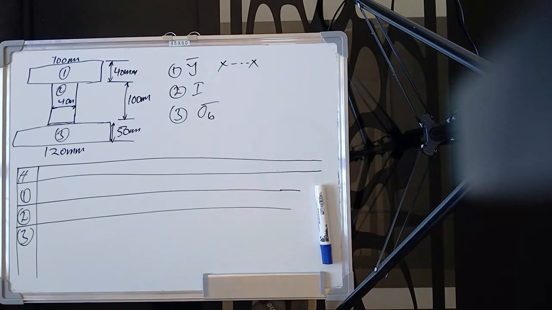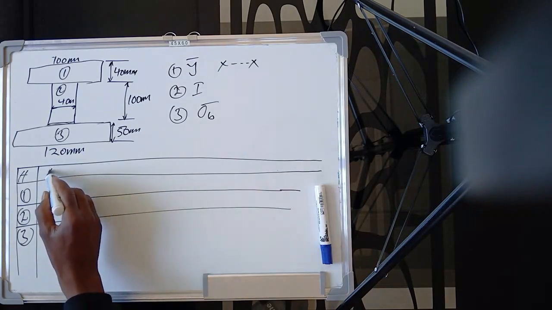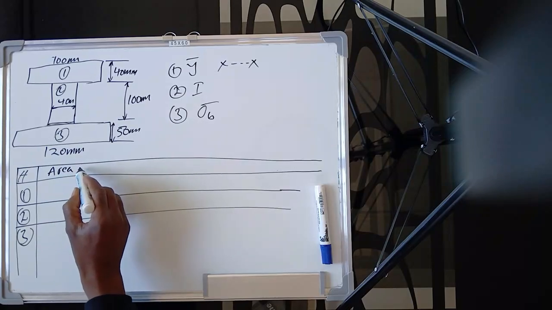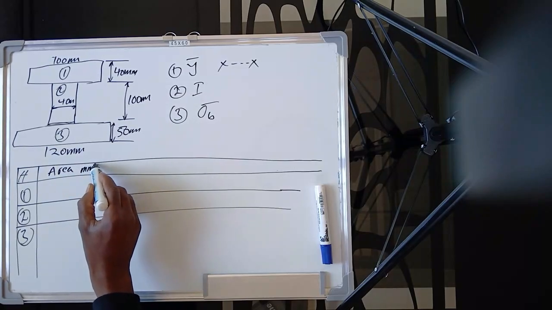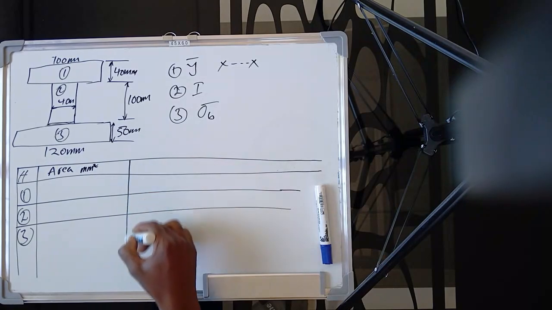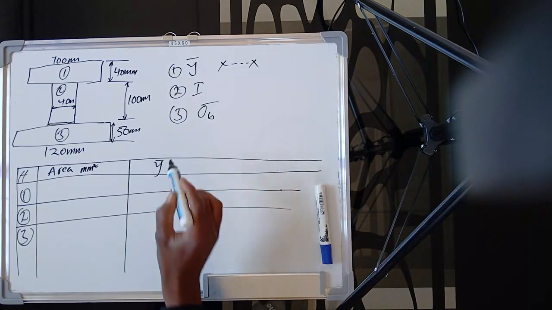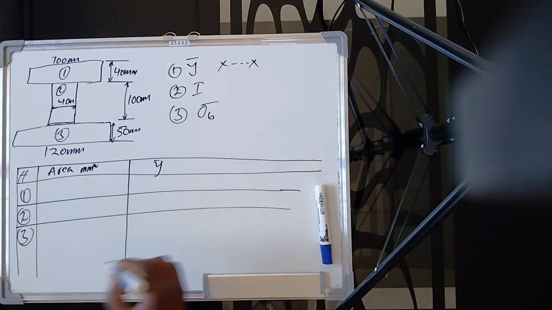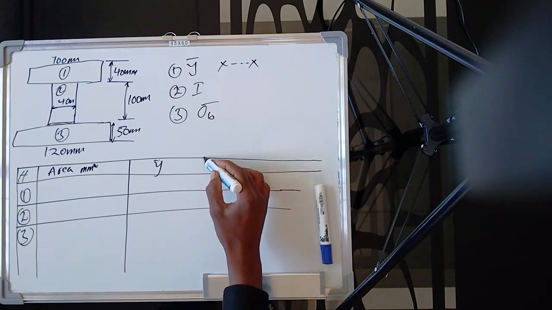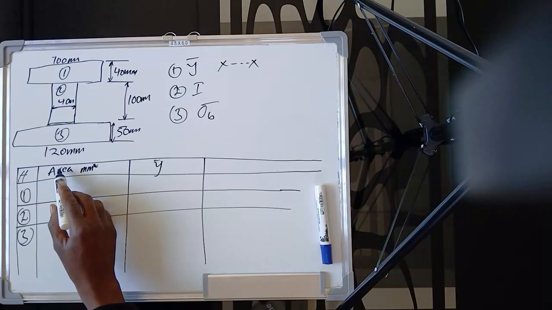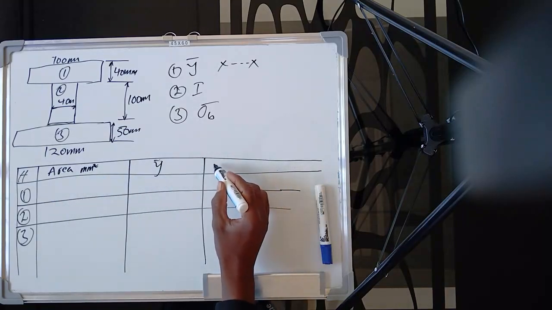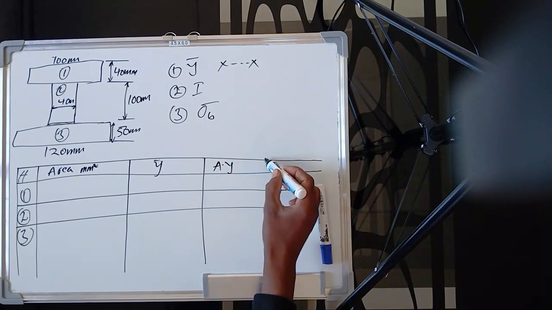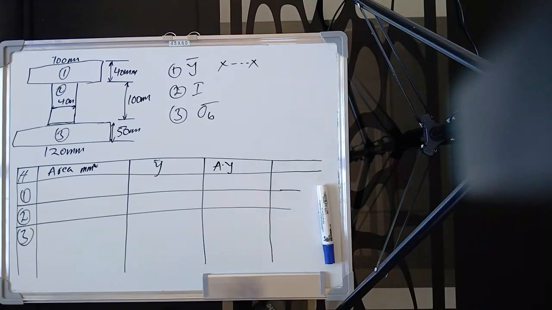In this column, we are going to find the area, which should be obviously in square millimeters. Here we are going to find the center of gravity for each of these parts. And in the third column, we are going to multiply area and the center of gravity, so area multiplied by center of gravity. So this should give us the correct figures.